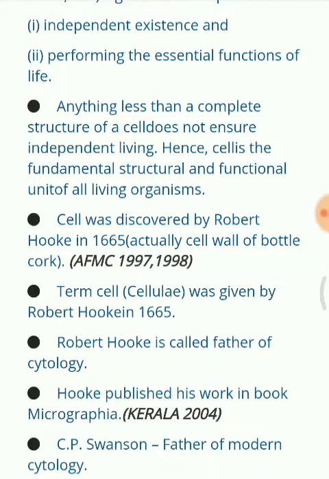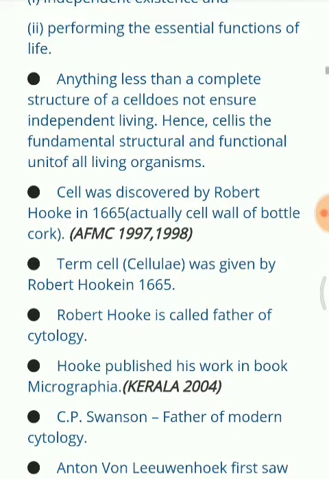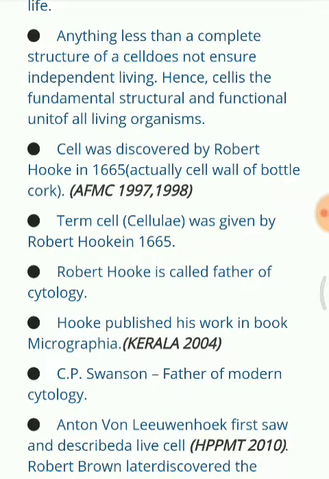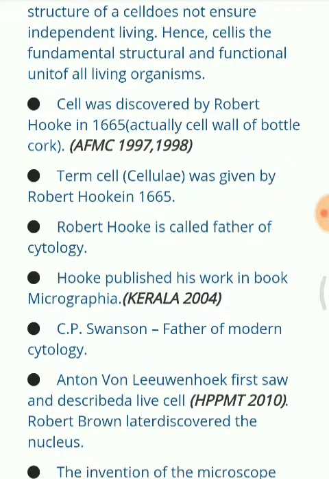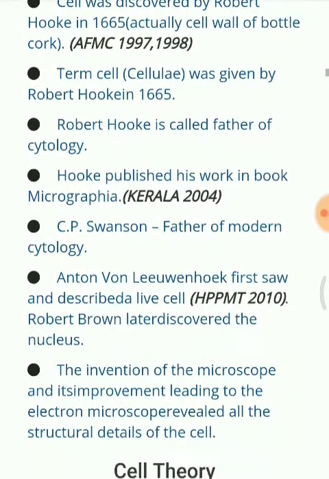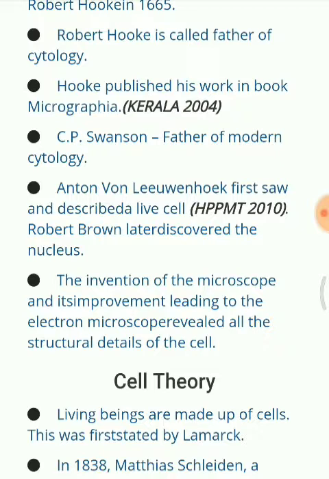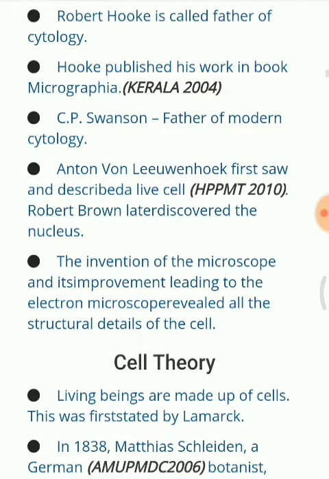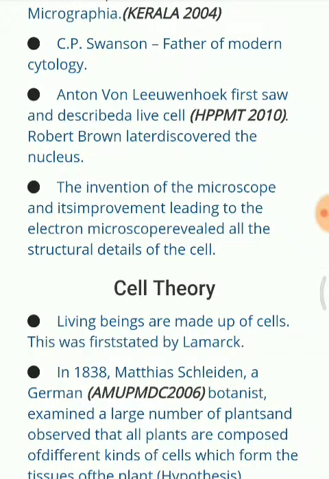Cells were first discovered by Robert Hooke in 1665, actually the cell wall of bottle cork. The term cellulae was given by Robert Hooke. Robert Hooke is the father of cytology. Hooke published his work in the book Micrographia. C.P. Swanson is the father of modern cytology. Anton van Leeuwenhoek first saw and described the live cell. Robert Brown later discovered the nucleus. The invention of the microscope and its improvement, leading to the electron microscope, revealed all the structural details of the cell.